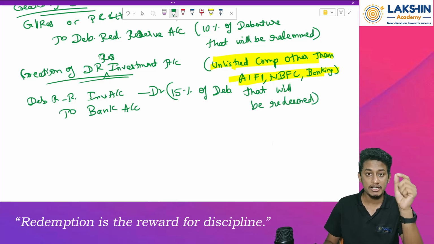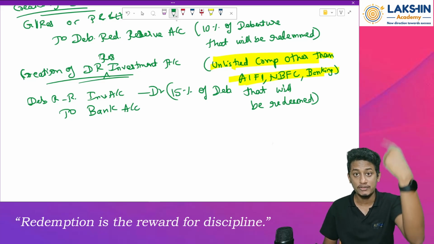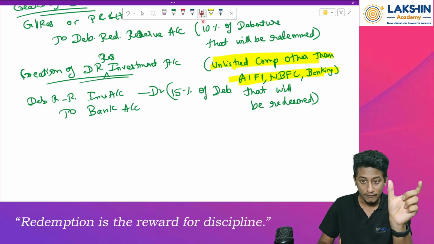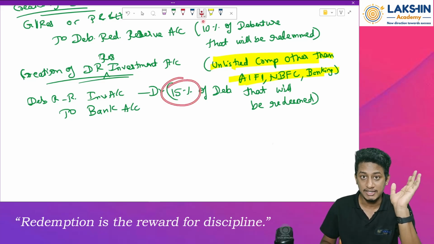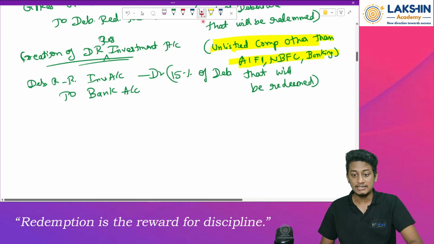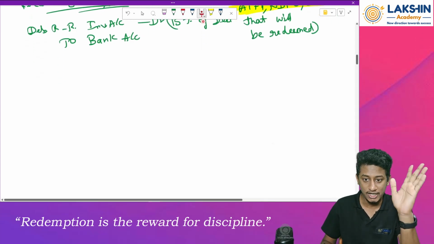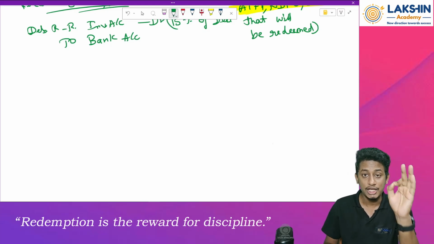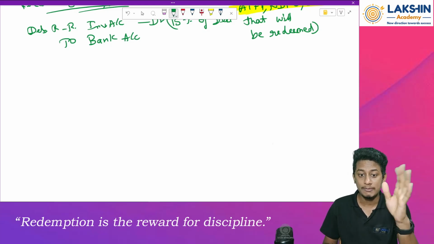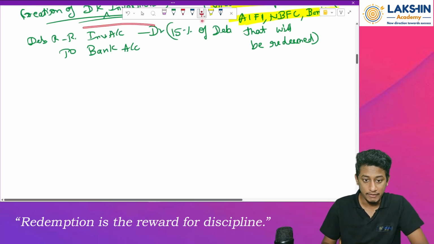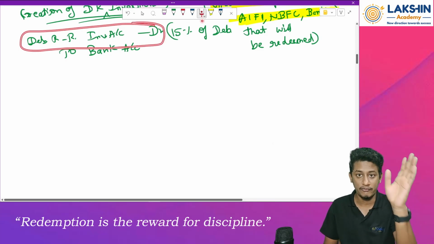Clear? How much ever debentures are going to be redeemed on a future basis, of that value 15% will be invested somewhere. Then once the debenture comes for redemption, when the debenture is due for redemption, what entry do you pass? You first of all sell out all the debenture redemption reserve investment. Whatever account you have created over here will be sold off.